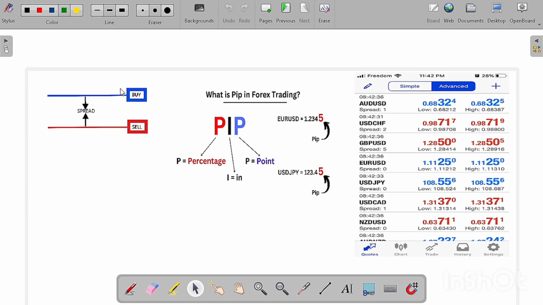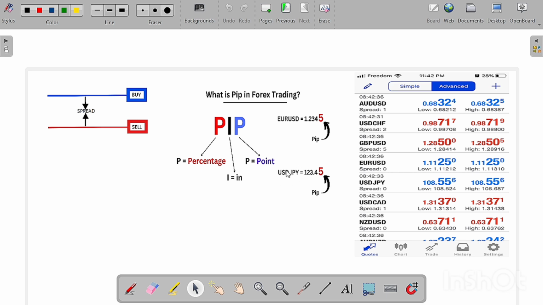Here you could see we have the buy and sell. This in between is where we get the spreads, like the ask and the bid. We will dive deeper into this in the coming lessons. You could see this was from the previous lesson, where we were learning about pips, percentage in points. In a currency pair like Euro USD, which has 4 decimal places, the last number is the pip.